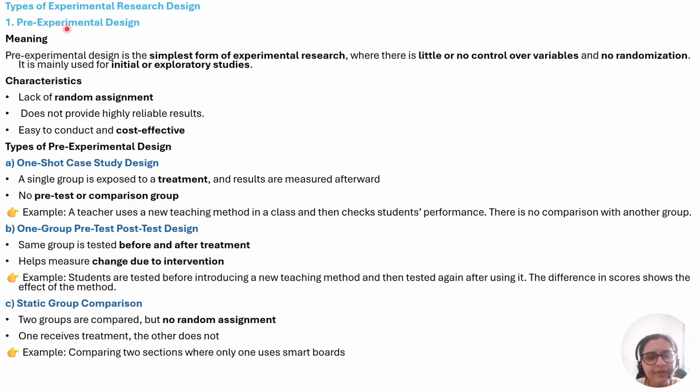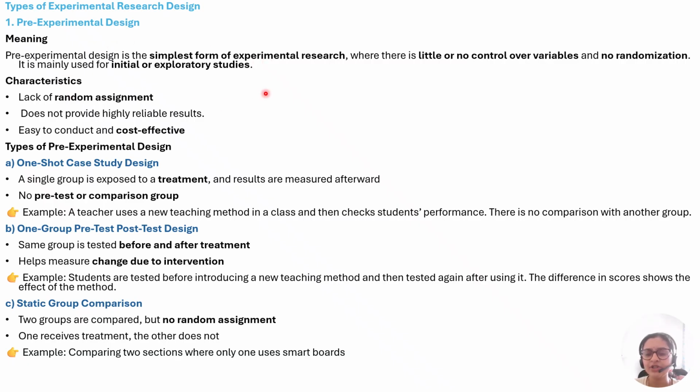So, types of experimental research design. Pre-experimental design. It is the simplest form of experimental research where there is little or no control over the variables. And here there is no randomization also. Since it is being tested for the first time, it is a basic research. The researcher will choose in which group the particular participant should go. That means there is no randomization. It is used for initial or exploratory studies.